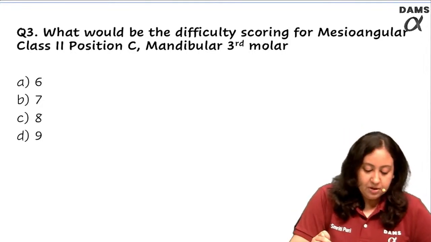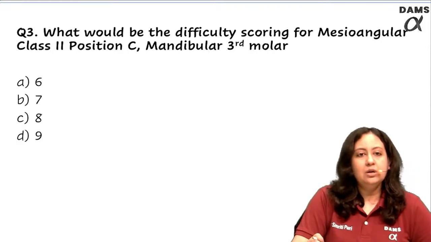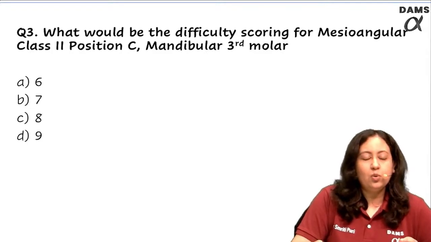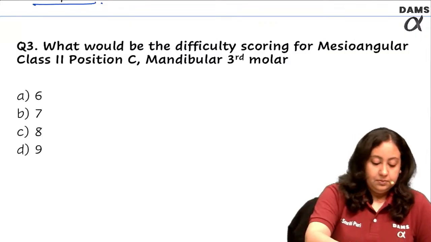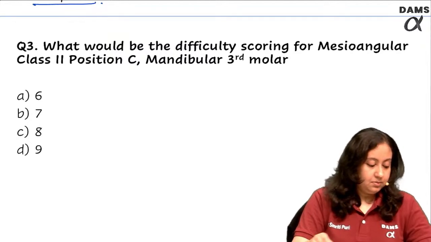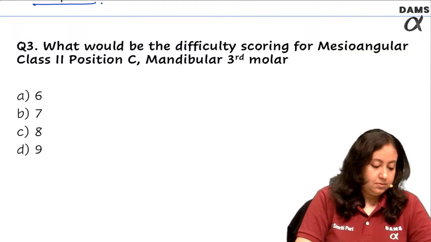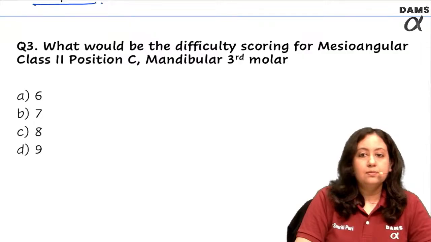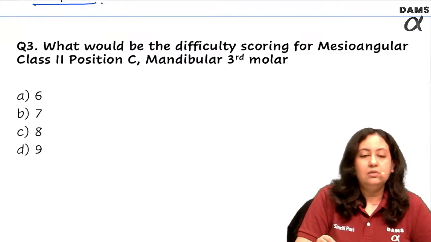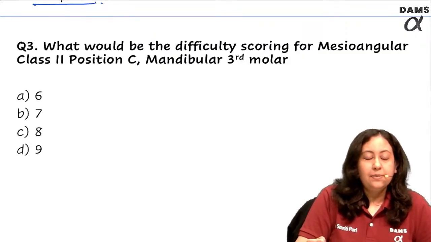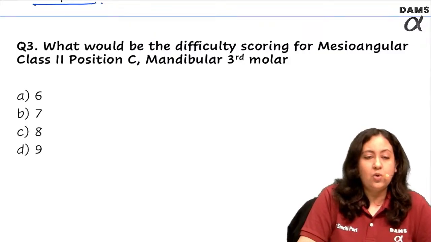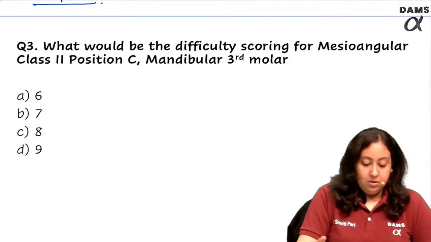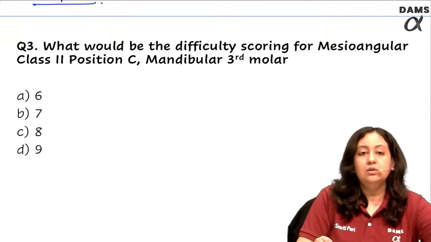Coming to the third question, what would be the difficulty scoring for mesioangular class 2 position C mandibular third molar? So in this question, you just have to score. You don't have to comment on the difficulty. You just have to score. So quickly, please score this and let me know your answers in the comment section. Take a minute to score and do the scoring here itself during the live discussion. You will develop speed while scoring. You can refer to the scoring also and do the scoring.